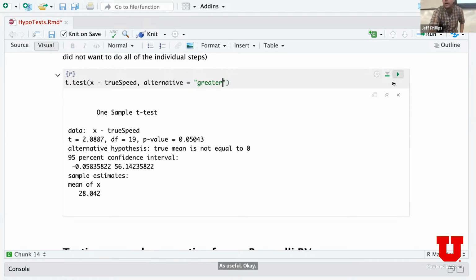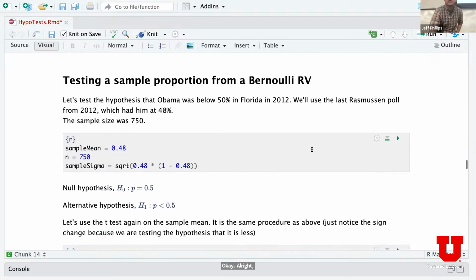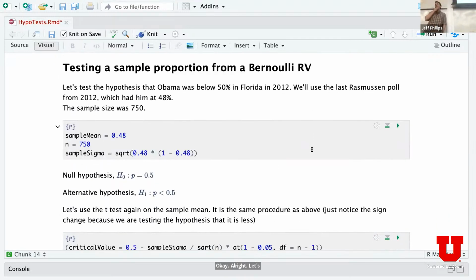All right, let's look at another example. Yeah, question.